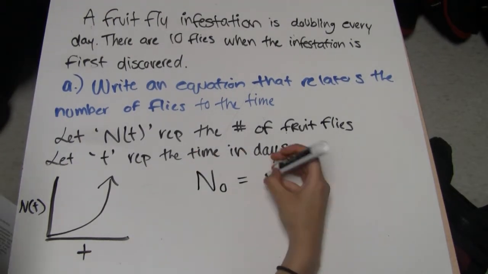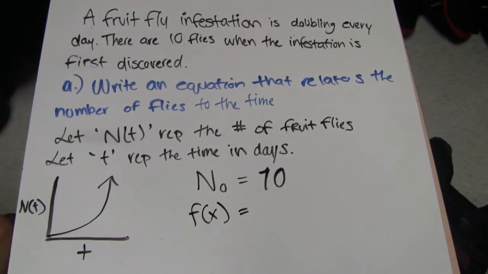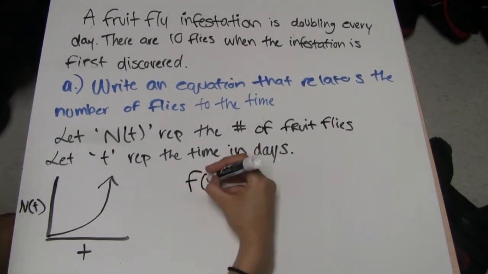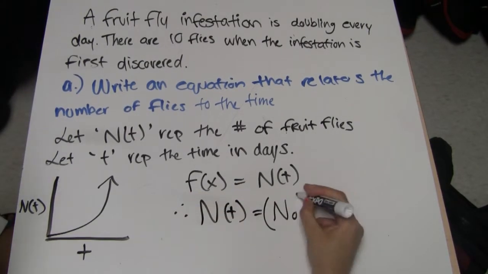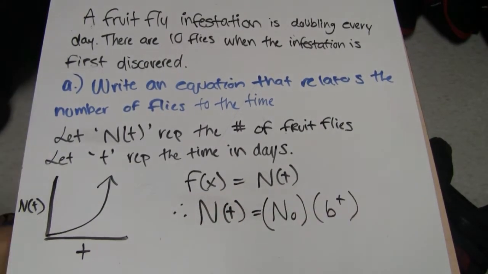The initial number of fruit flies, n naught, is an important variable that will be surrounded by brackets. If we understand that the growth is doubling, we can understand that the function is multiplied by 2 to the exponent of the time variable t.